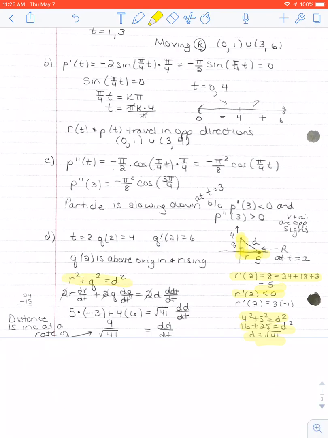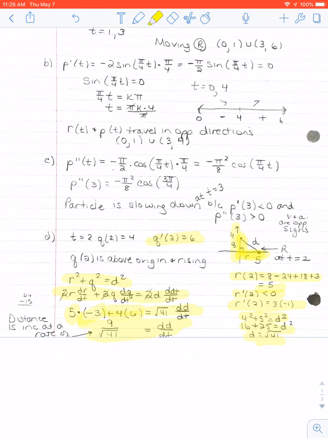So I'm going to use the Pythagorean theorem. I'm going to do the derivative. All of the rates, like all of the sides, are changing, so we need to include their chains. I divided everything by 2, and then R was 5, that was that horizontal distance, and was moving at a rate of -3 by taking the derivative of R at 2. And then we have 4, which is Q, and we know that its rate is 6. We know the hypotenuse is root 41, and we're trying to find the rate of change of that hypotenuse. Okay, so that's how I got that one.